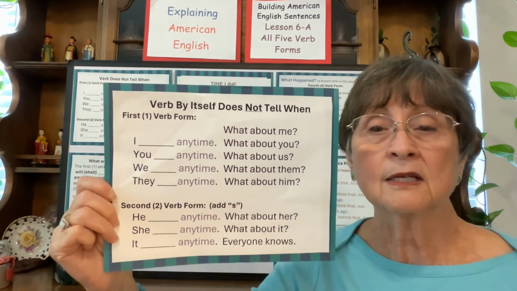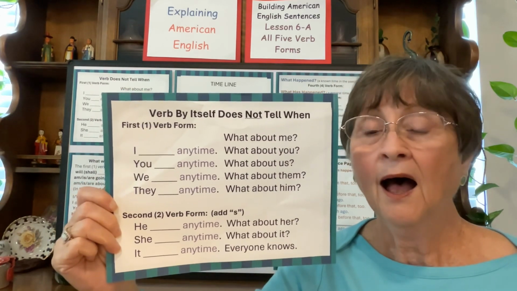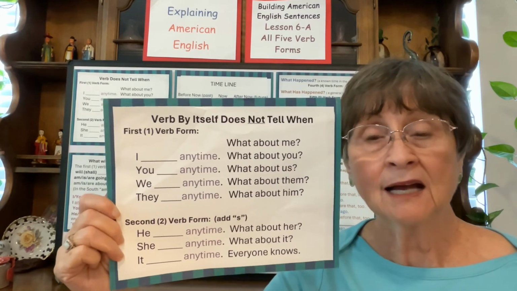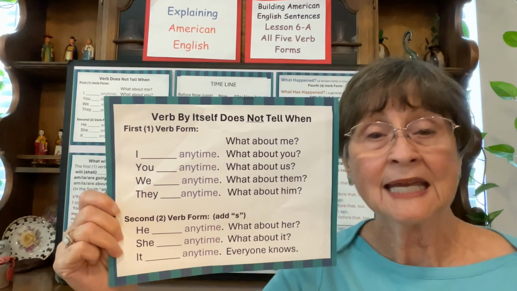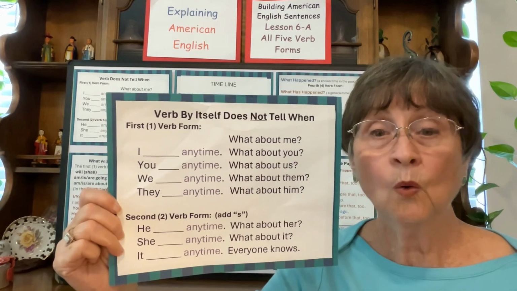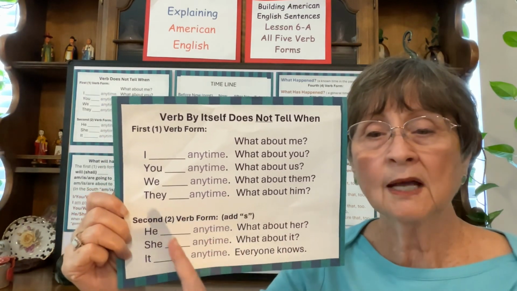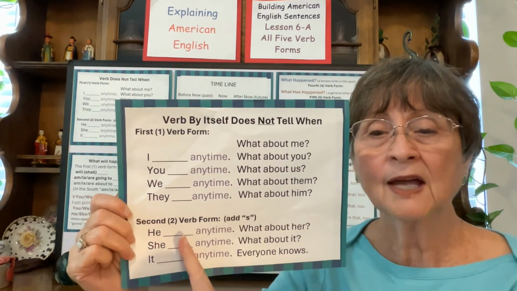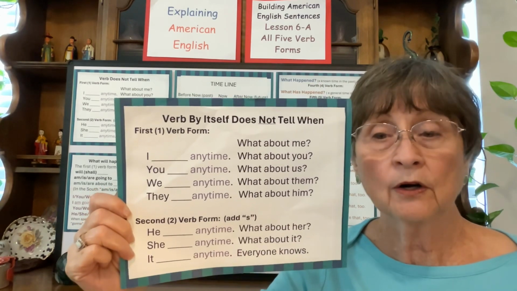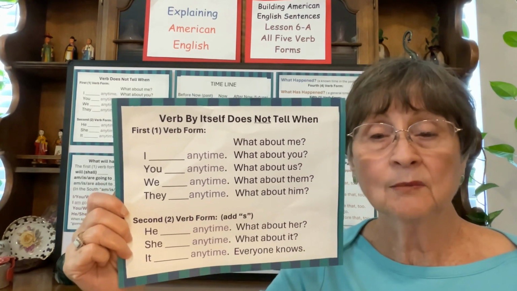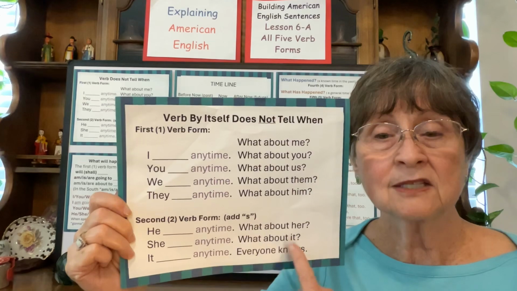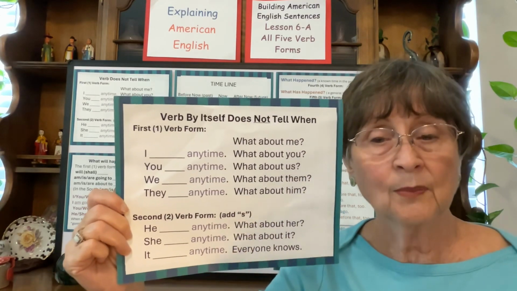So the chant goes like this. What about me? I eat anytime. What about you? You eat anytime. What about us? We eat anytime. What about them? They eat anytime. What about him? Now we're going down to, when we answer that question, we have to add an S. He eats anytime. What about her? She eats anytime. What about it? It eats anytime. I just added this sentence for the rhythm, to finish out the rhythm pattern.